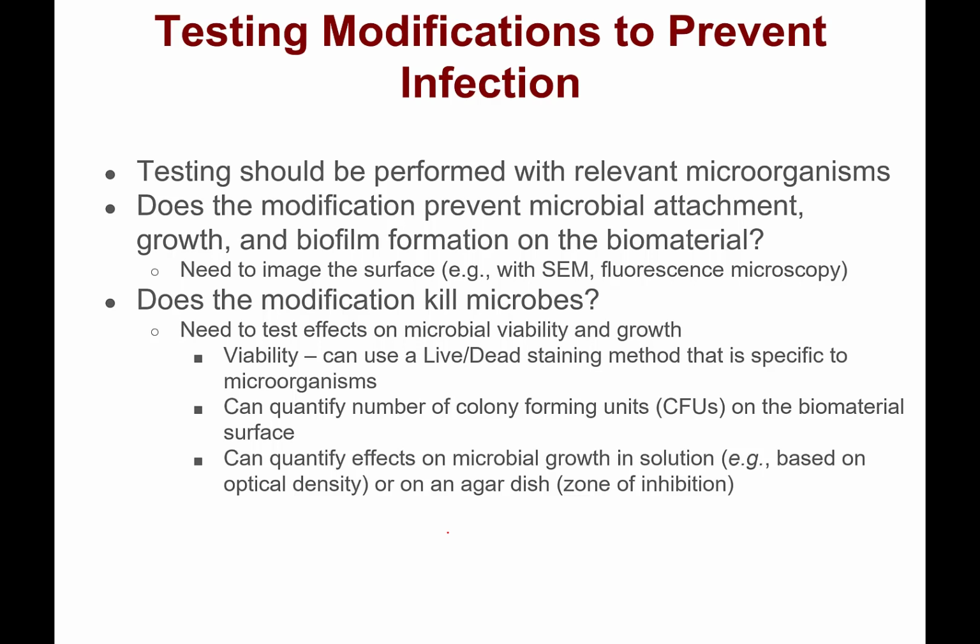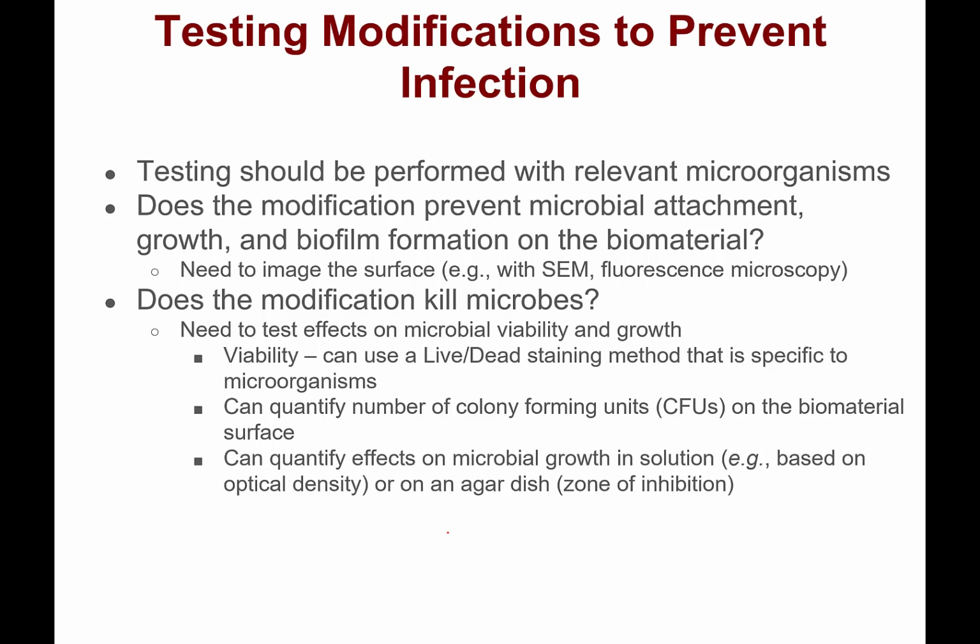Next, as we think about testing, there are kind of two questions that we can ask. So one question is, does the modification prevent microbial attachment, growth, and biofilm formation? The other question is, does the modification kill microbes? So for the first question, we really just need to image the surface. So we can do this with scanning electron microscopy. And if you think back to a lot of the example slides earlier, scanning electron microscopy was the method that was used to visualize bacteria on the surfaces.